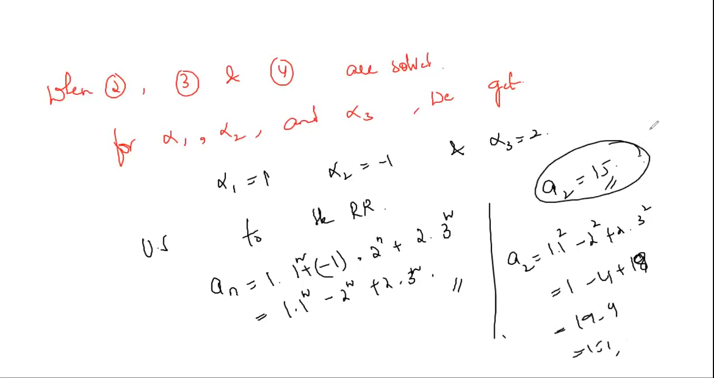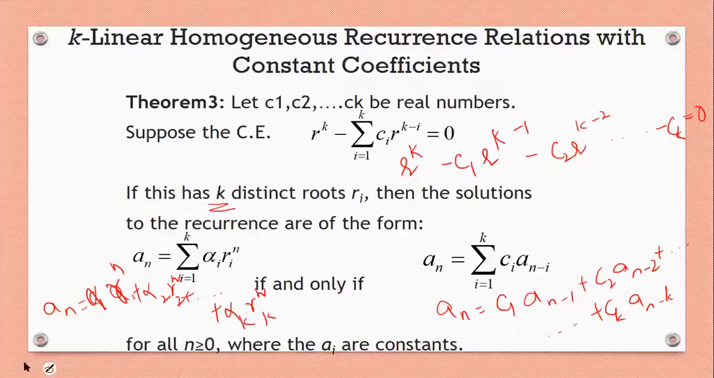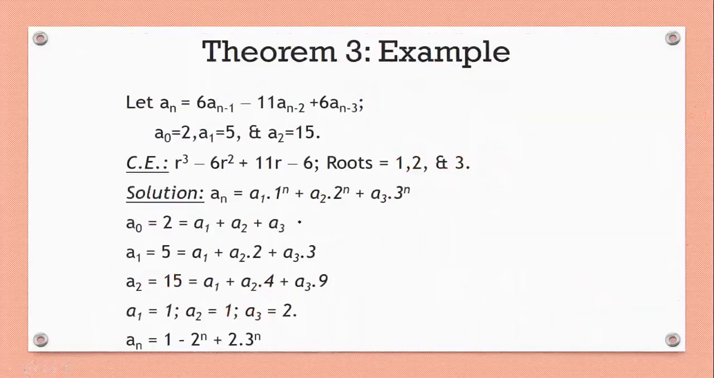So this is an example problem when you are supposed to find the solution where the degree is more than 2. The same problem is given over here. It has been solved directly, but you have to solve it by using all the steps. So this is theorem 3.